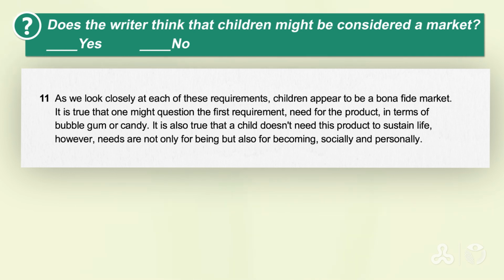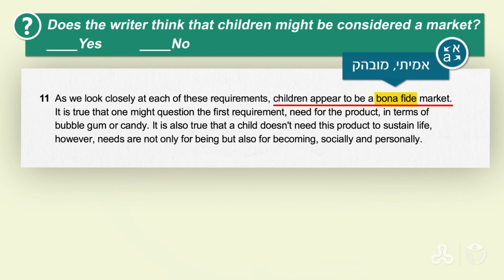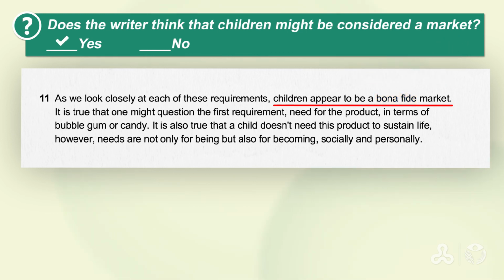So again, I'm sure that you noticed the beginning of paragraph 11, תחילת פסקה 11, and the writer here tells us if children can also be considered a viable market, and it says here children appear to be a bona fide market. Now, you should have looked up the words bona fide. Bona fide means אמיתי או מובהק. So according to this, yes, of course, according to the writer, children are a true market.